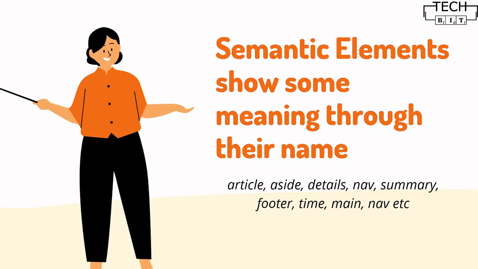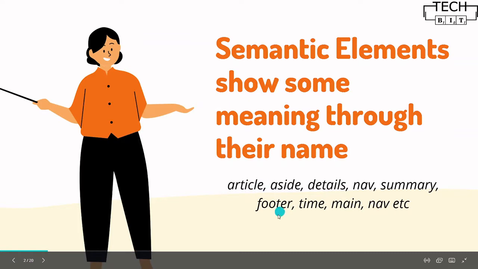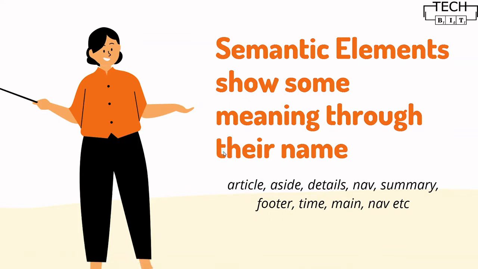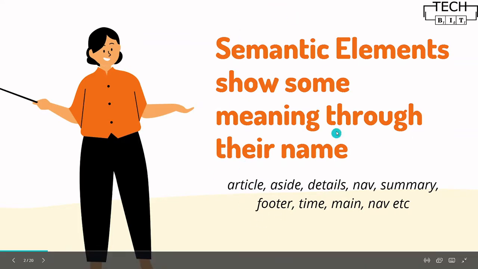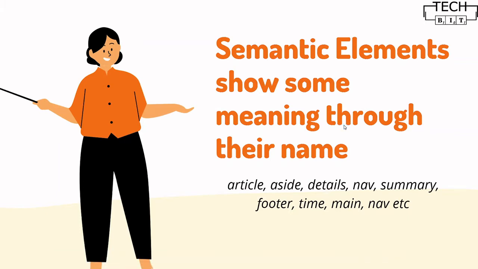Semantic elements clarify the function, like what they do, by their name only. For example, if I say article, then article shows what it is meant to be used for. Therefore, we have semantic elements that have clear meaning through their names only. Some of the semantic elements are article, aside, time, main, nav, etc. We're showing you some of the elements by showing how they are used.